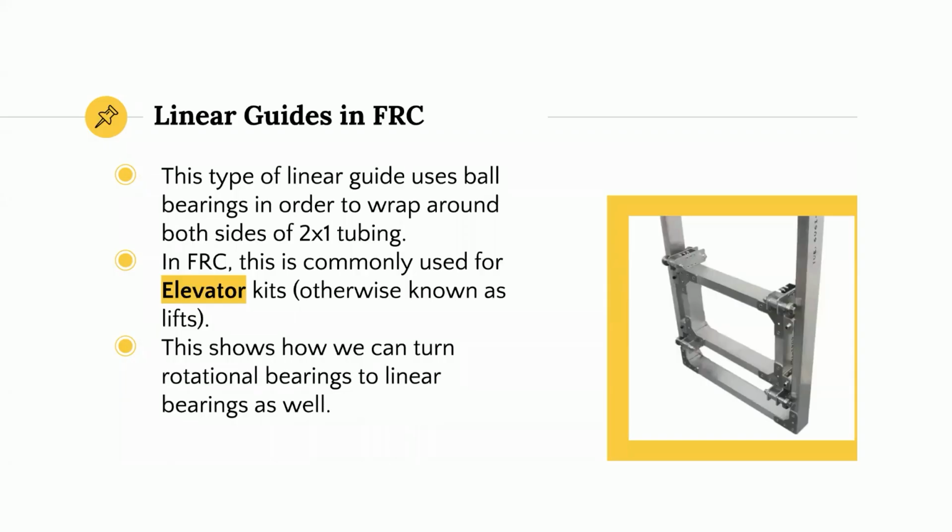So here's some linear guides in FRC. This type of linear guide uses ball bearings in order to wrap around both sides of a 2x1 tubing. In FRC, this is commonly used for elevator kits, otherwise known as lifts. This shows how we can turn rotational bearings to linear bearings as well.